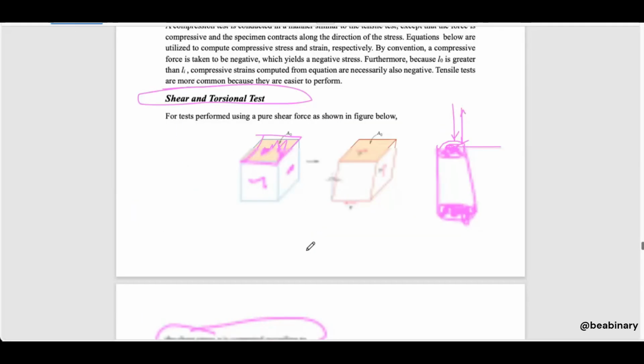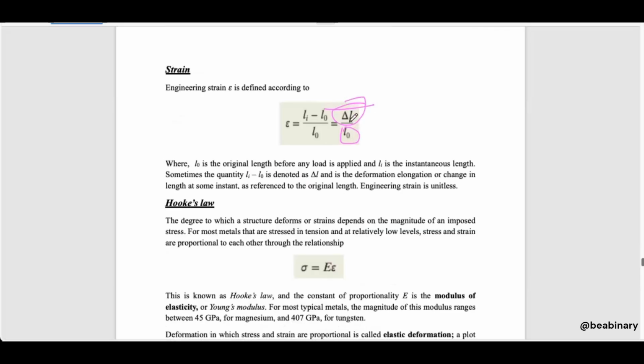Okay, so change in length by original length. Now you can write the change in length like the instantaneous, I mean the final length minus original length. This instantaneous length means the length that you have now, after taking the test. Obviously that would be bigger than the original because you are pulling the member, pulling the specimen. If you are pulling the member, then definitely the length of the member will increase, and at the same time your cross-sectional area will decrease.